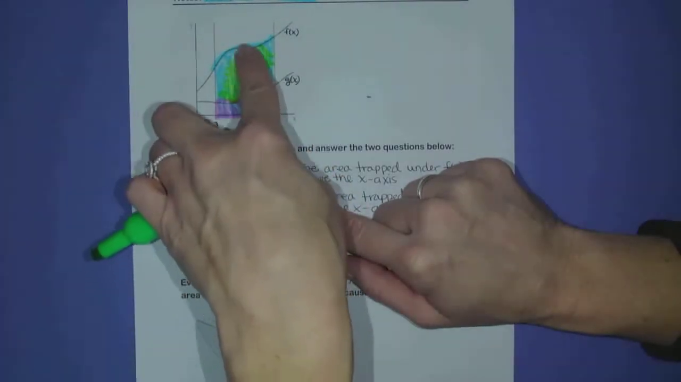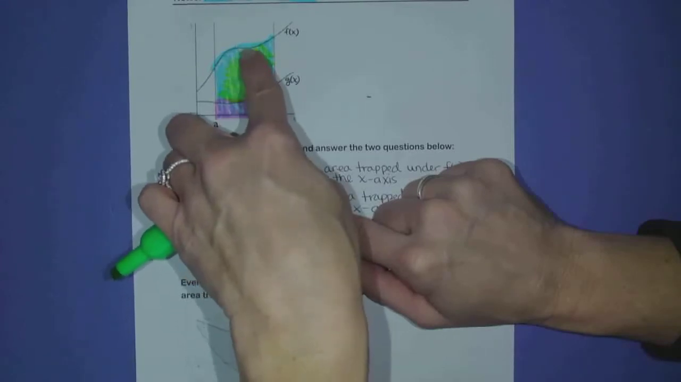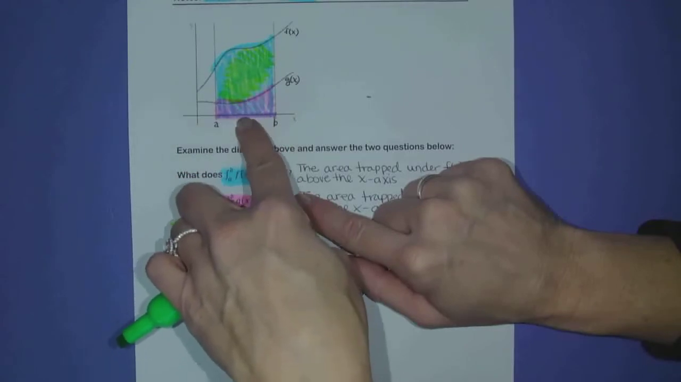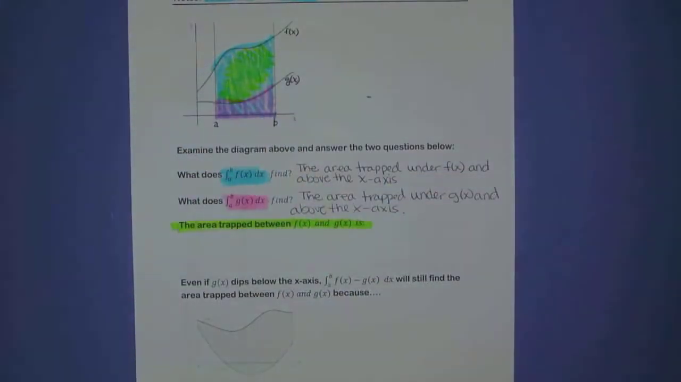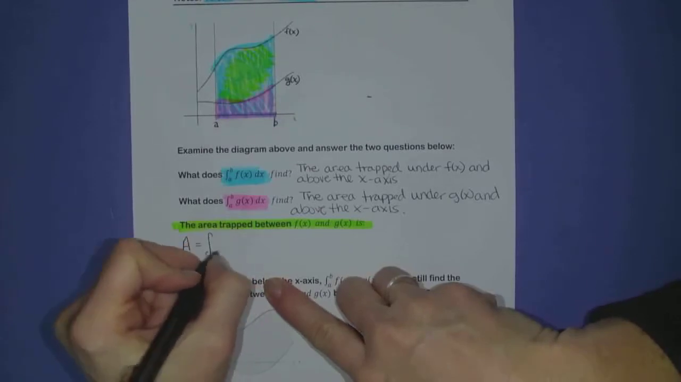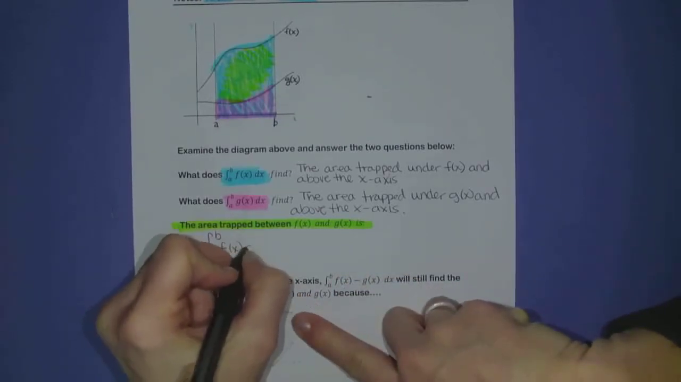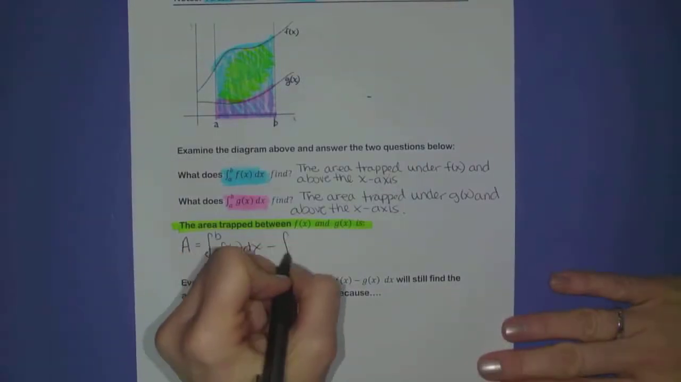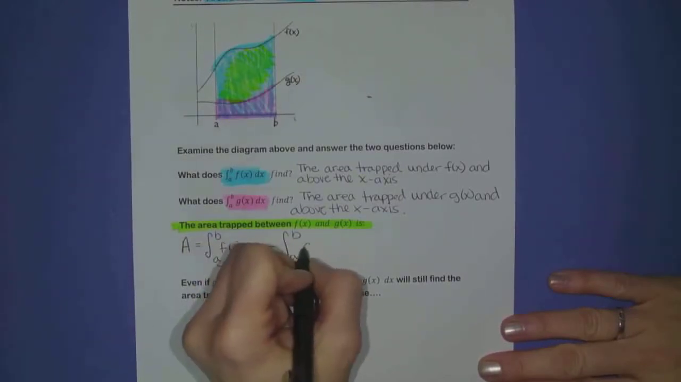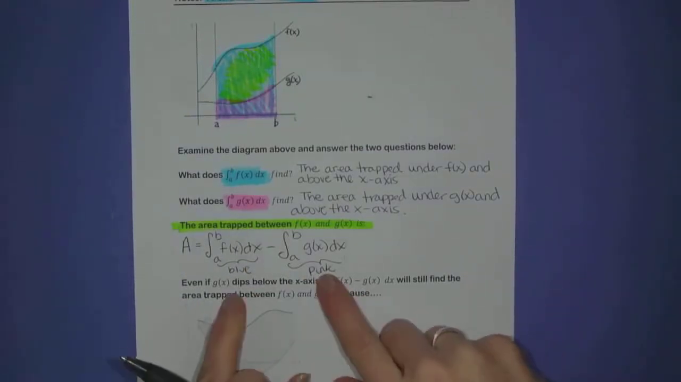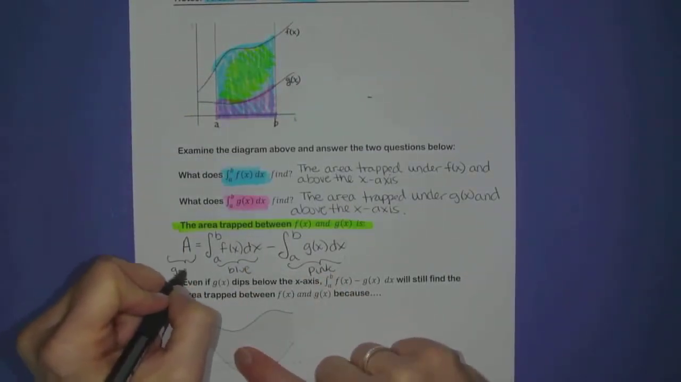So it's pretty simple to find the area between two curves. You just measure from the top curve down to the x-axis, subtract the bottom curve down to the x-axis, and you've got what's trapped between. The formula for the area is the definite integral from a to b of f of x dx, which was the blue, minus the definite integral from a to b of g of x dx, which was the pink, and that gives me the green.